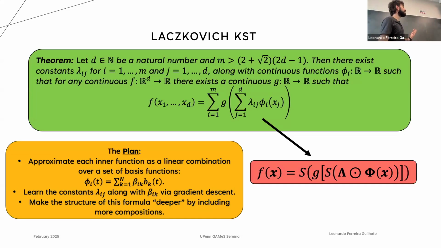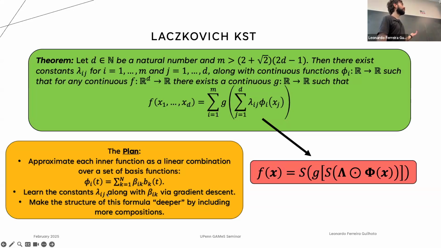The way that we're going to do this is we're going to have to learn what these inner functions and outer function are, and also learn what these constants lambda are. So we're going to learn these unknown functions as a linear combination over a set of basis functions. This is very standard. We're just going to set some basis functions b1 up to bn, and we're going to learn it as a linear combination via these coefficients beta over here.